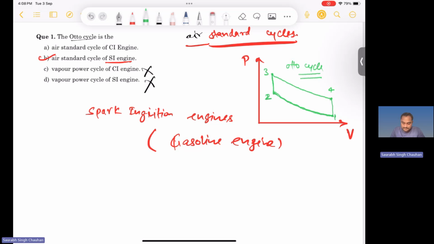Here we can see that heat addition takes place at constant volume. Basically, what happens in a gasoline engine or SI engine is that a mixture of air and fuel comes inside the cylinder and is compressed, it becomes very hot, and with the help of a spark plug, it is ignited. Then combustion takes place, and in the air standard cycle, this combustion is at constant volume. So I hope this is clear, and we can move to the next question.